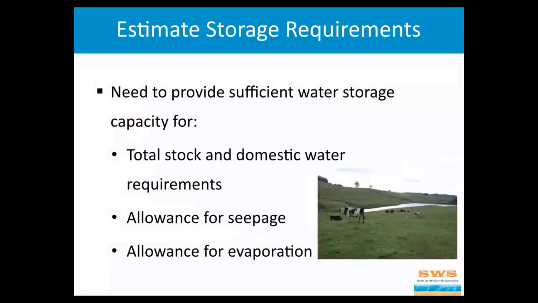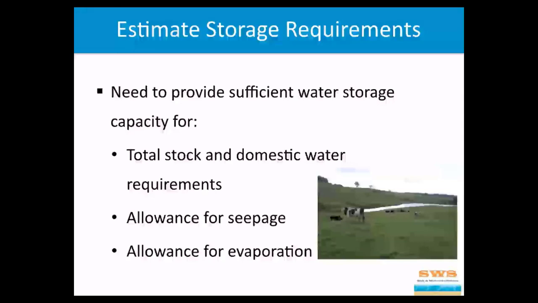So, estimating our storage requirements. We need to provide sufficient storage for our total stock and domestic water requirements, allowing some loss for seepage out of a dam, and also allowing some losses for evaporation. It's not uncommon for dams to lose 50% of their water because, as you understand, the top of the dam below the spillway when it's full is the largest surface area, so evaporation occurs at probably our highest storage capacity of the dam. So making those allowances in our calculations provides us with the figures we need to carry us through that next dry time that will inevitably happen for us.